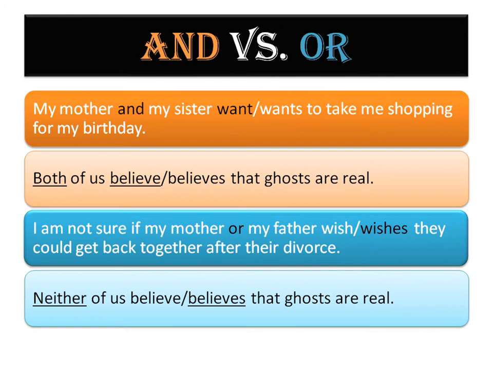I am not sure if my mother or my father wish or wishes they could get back together after their divorce. Remember the "or" in divorce. It's mother or father separately. He wishes or she wishes they could get back together. Neither of us believes that ghosts are real. Remember, neither and either both get treated as singular, and singular takes the S on the verb.